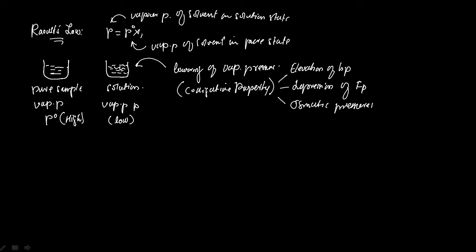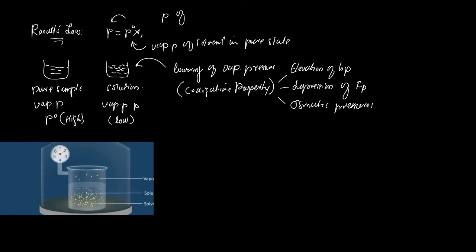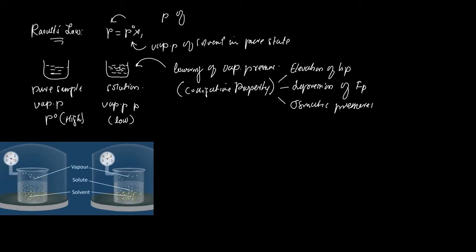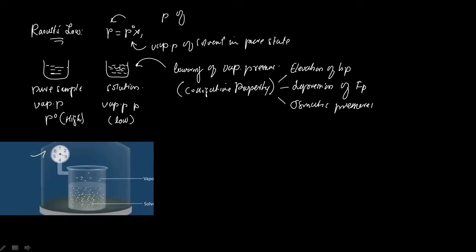We can demonstrate the lowering of vapor pressure here by a figure. Here we have a solution in which the vapor pressure of a particular solvent has reduced compared to the pure state. This is the pure state, where the vapor pressure is higher. So in solution state the vapor pressure is always less than the vapor pressure of the solvent in pure state. So this is all about lowering of vapor pressure explained by Raoult's law.